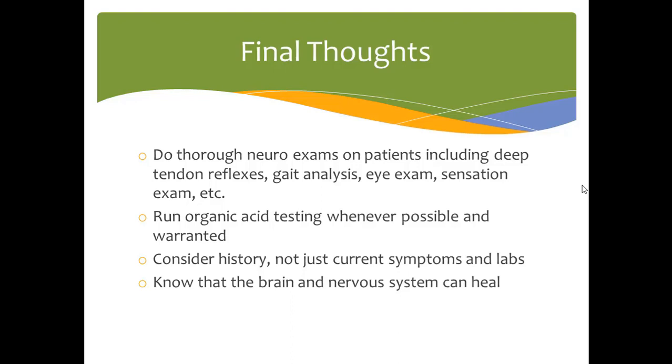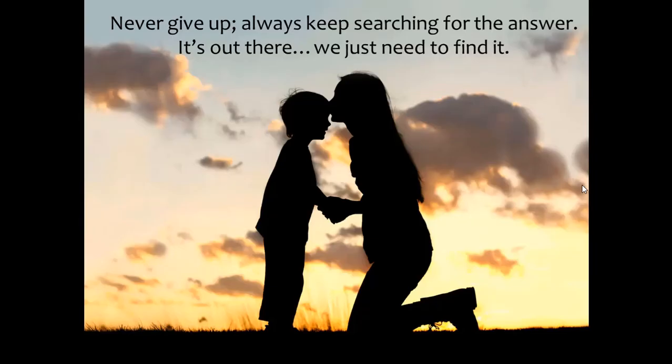Ask about what the patient's diet was 2 years ago or what it's been in the past. And lastly, my final thoughts: the brain and the nervous system can heal. There are stem cells within the brain, the peripheral nervous system can heal, and never give up. Always keep searching for the answer. It's out there. Thiamine deficiency might be an answer for your child. It might not be, but there is an answer out there, and we just need to find it. And hopefully you're working with a physician who is not willing to give up and is willing to help support you and find the answers for your child.